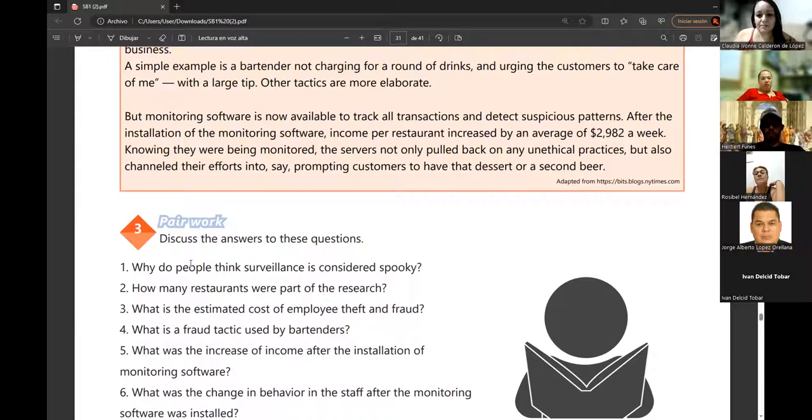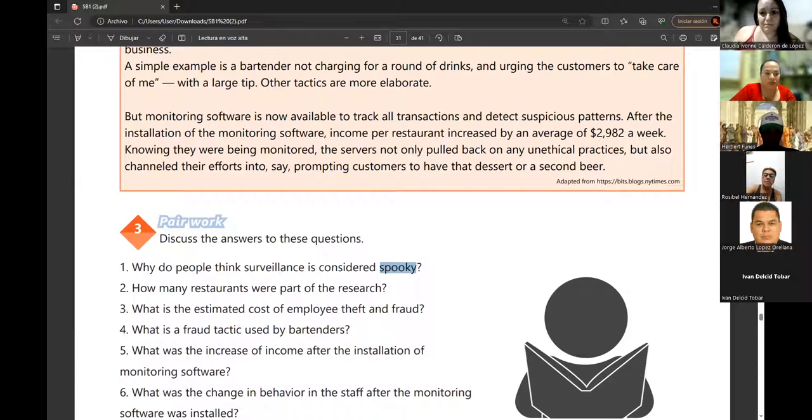All right. Why do people think surveillance is considered spooky? Do you know what spooky is? Spooky. Terrorífico. Algo que da miedo, ¿verdad? Espeluznante. Exacto, espeluznante. Algo que provoca terror. Okay, spooky. Why do people think surveillance is considered spooky?